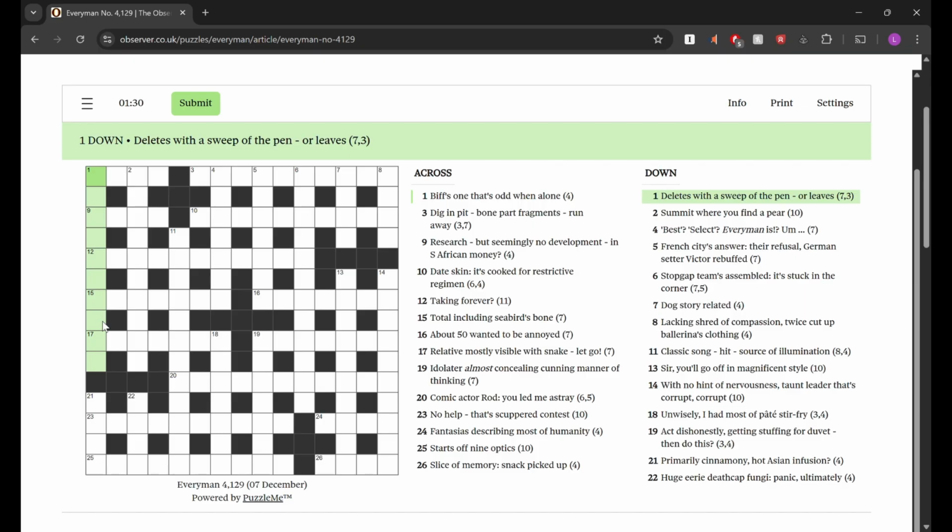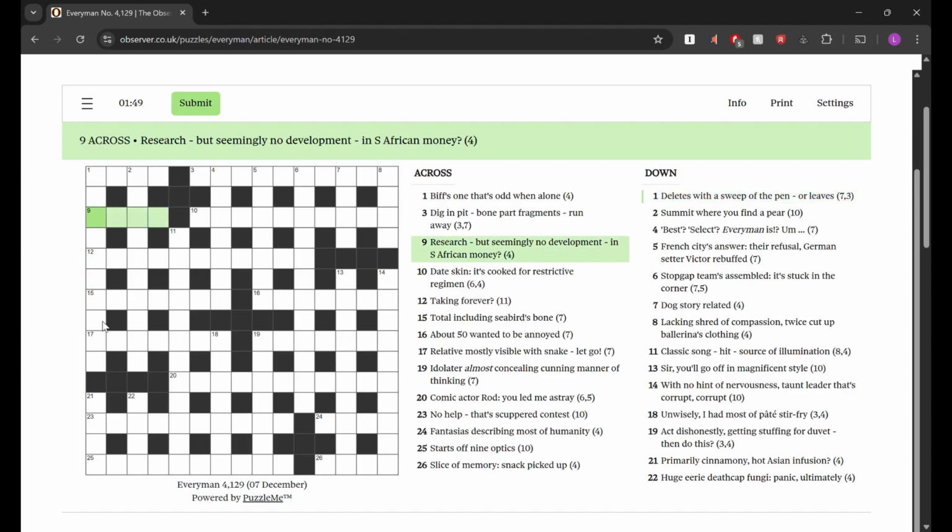Two words, 7 letters, and then 3 letters. Deletes with a sweep of the pen or leaves. Again, we'll come back to that.